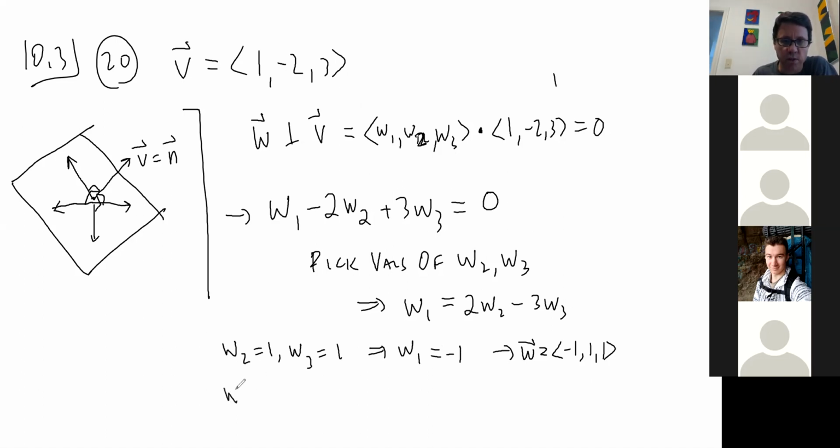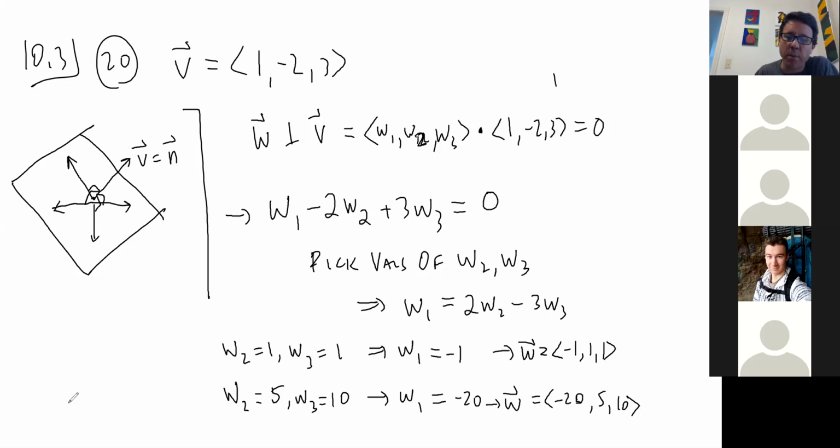Maybe one more, because it said to find two. We could do W2 as 5 and W3 as 10. What does W1 do? I'll just plug in 5, I plug in 10, I'll get 10 minus 30, so that's minus 20. So that's another vector that works: minus 20, 5, and 10.